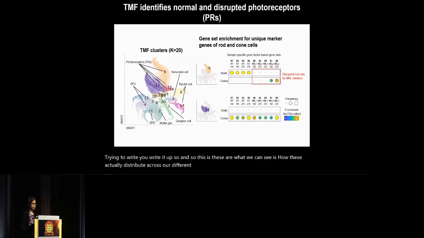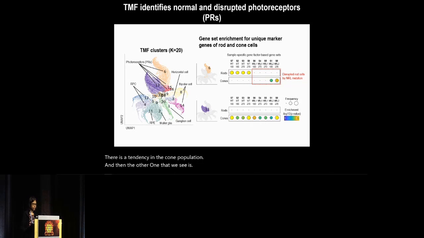So what we can see is how these distribute across our different lines. What we see is that the photoreceptor cluster 6, which we are calling more rod-like, is nicely present in the wild types, but in the mutants, it's actually gone. But in the not so severe mutant, there's a tendency in the cone population.